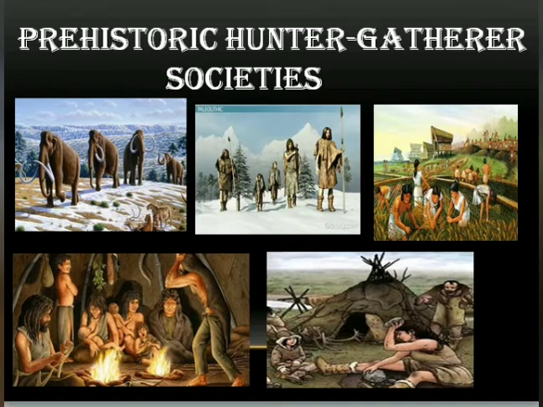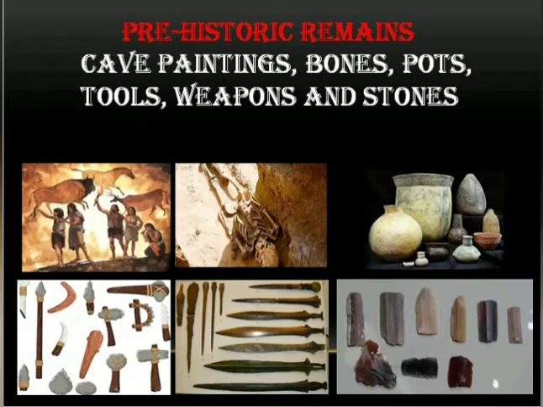Look at the picture: prehistoric hunter-gatherer societies. Early humans used to always move from one place to another in search of food and water. Later, they settled near the rivers and learnt the use of fire and agriculture. People learnt how to make use of stone.